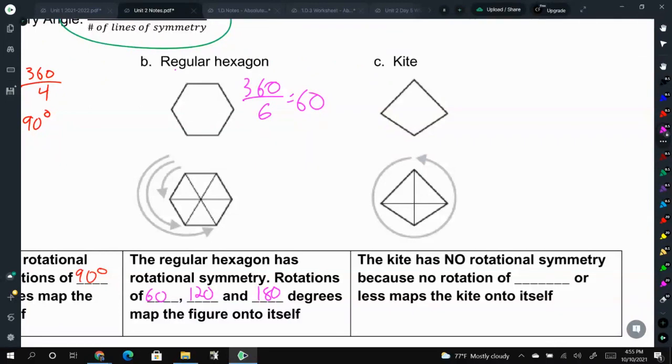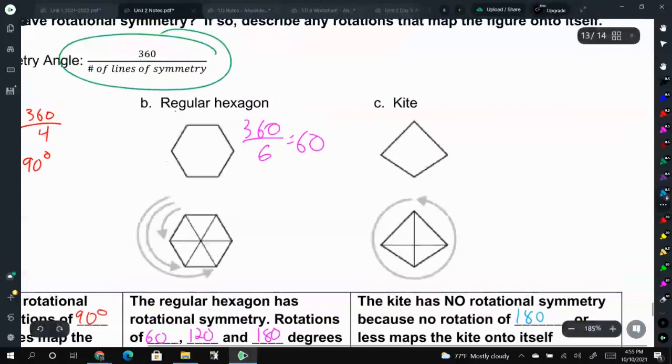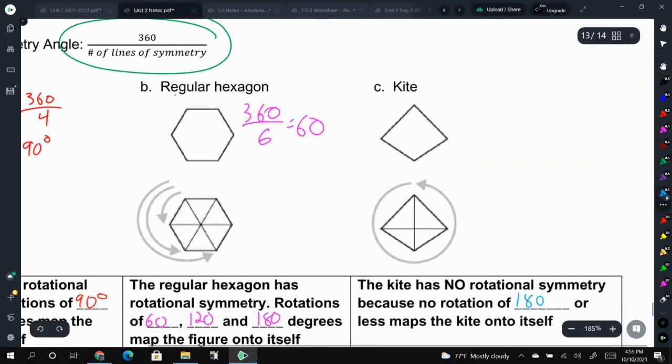Now look at the kite. The kite has no rotational symmetry because no rotation of 180 degrees or less maps it onto itself. Because you may say, well, there's 2 lines of reflection, the vertical one and horizontal one. So we could do the formula 360. So a kite over here, you may say, well, there's no way I can rotate this and get the shape onto itself unless I go and do a full circle.